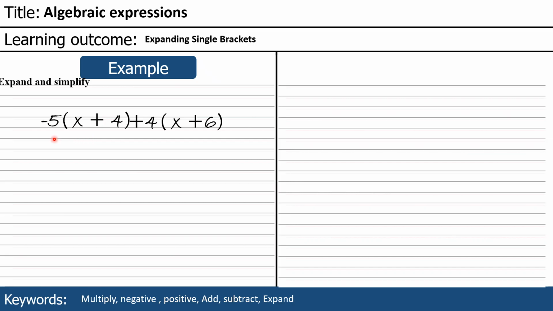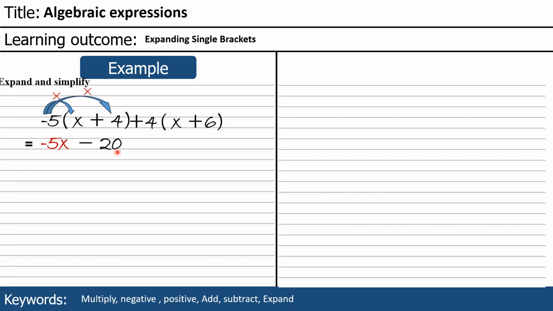Okay, let's start. Remember, you multiply throughout your bracket with your multiplier. So here your multiplier is negative 5. So negative 5 multiplied by x is negative 5x. And then negative 5 multiplied by 4 will give you negative 20.